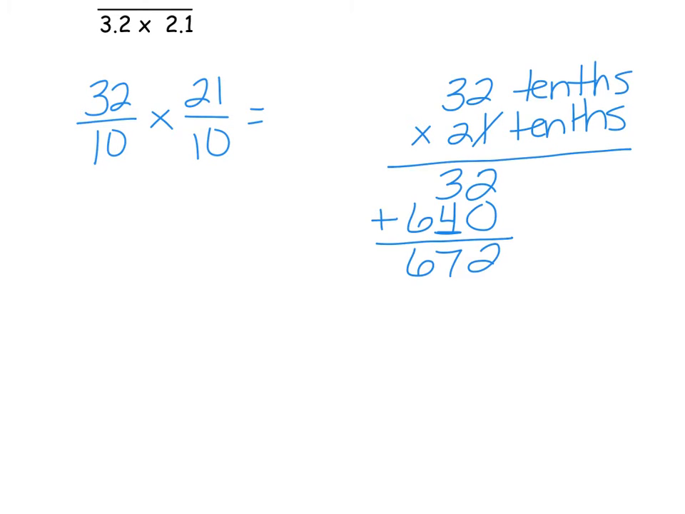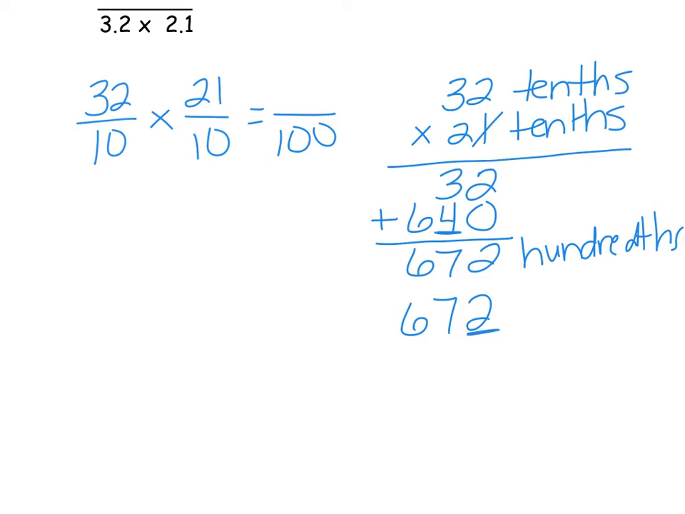But now what's tenths times tenths? Well, 10 times 10 would be hundredths. So it's 672 hundredths. Well, let's add our decimal place. So I've got to go below. So I'm going to write 672. This 2 has to end in the hundredths place. So I know that's 2 places to the right of the decimal. So 672 hundredths, which is also equal to 6 and 72 hundredths. Make sure you showed all your work.